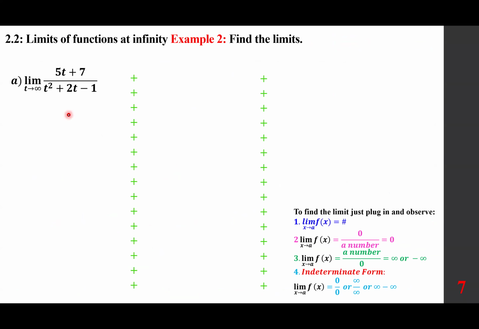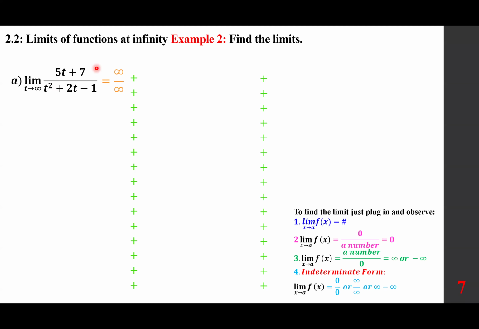You want to find the following limits, reminding you to find the limit, just plug in and observe. If it results in a number, you're done. If the limit results in a 0 over some other number, the answer is 0. If it gives you a number over 0, it's infinity or negative infinity. But in most cases, we end up with some sort of indeterminate form like 0/0, infinity over infinity, or infinity minus infinity. For example, here, you get infinity over infinity.